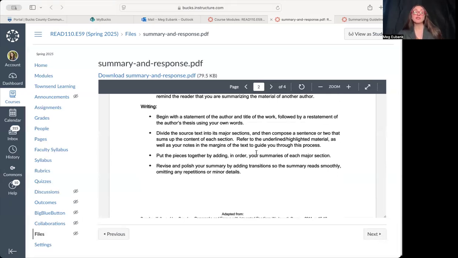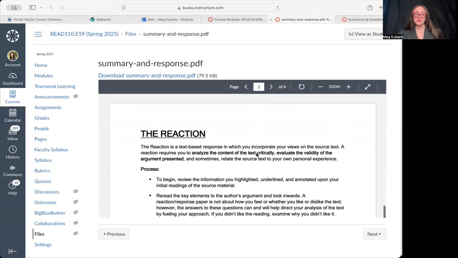Restate their thesis using your own words. You always want to use your own words. Then do the main ideas from each section, summarizing it, putting it together in a short thing. But remember, it is still an academic piece of writing. So you want to have transitions. You want to make sure that you have good syntax, good sentence structure. You want to make sure it's grammatically correct. You spell check it, all of that good stuff.